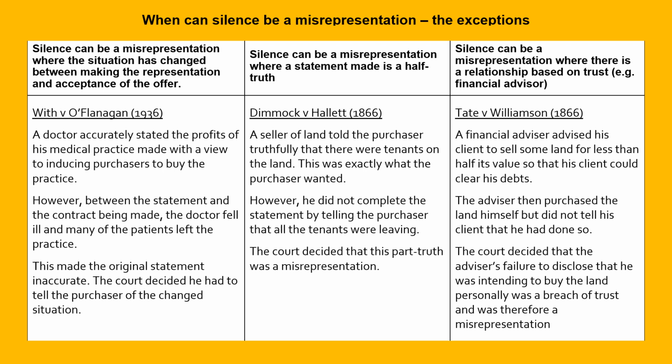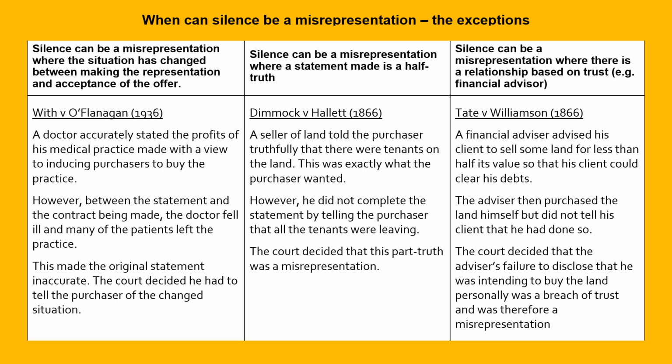So in Dimmock v. Hallett, a seller of land told the purchaser truthfully that there were tenants on the land, and the purchaser said, great, that's what I want. But what the person didn't say was, by the way, they're actually going to be leaving soon at a certain point. So he answered with a half-truth: yes, there are tenants, but what the person was actually asking was, are there tenants that are staying? So he only told a half-truth, and therefore that was a misrepresentation.